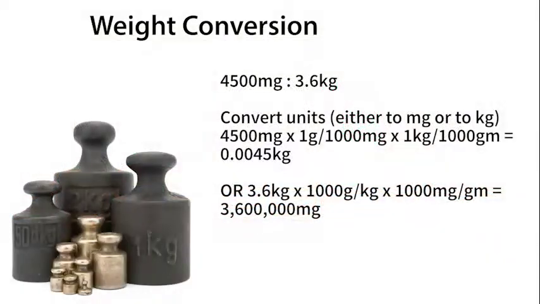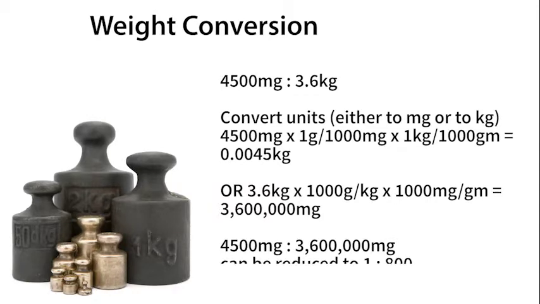So then our relationship here is 4,500 milligrams to 3,600,000 milligrams, and then we can reduce by finding a common number, and 4,500 goes into both of these numbers. It would give us a ratio of 1 to 800.